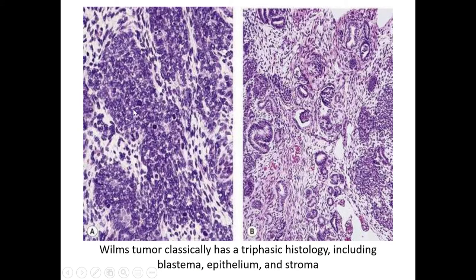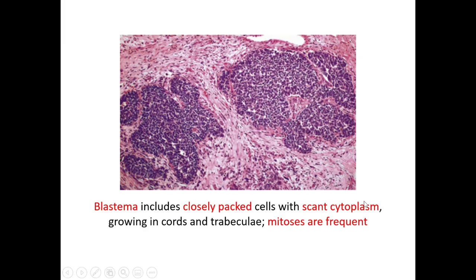Blastema refers to these primitive cells with large nuclei and scant cytoplasm, and consistent with being a malignancy, you'll see a lot of mitoses, you'll see programmed cell death. Here's an example of the tubular structures, which are considered epithelial, and you can see they're even trying to make glomeruli, and then the stromal elements around the tubules.